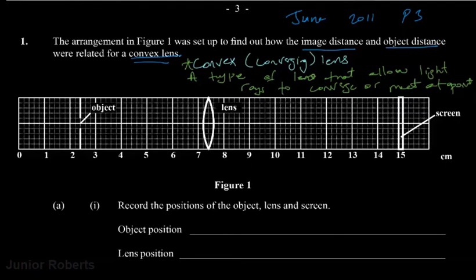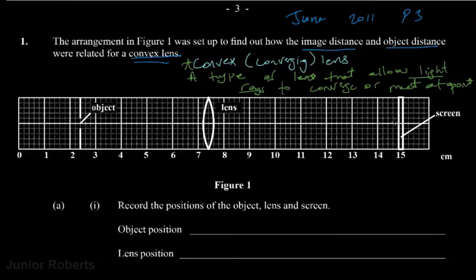All right, so now we have our setup right here. We have an object right here. Light rays from this object will strike this converging lens, and the lens will allow those light rays to converge, or meet, at a point somewhere in front of this lens. We expect it to be on this screen. So we will be able to see an image of our object on the screen. That is what we will observe in this case.